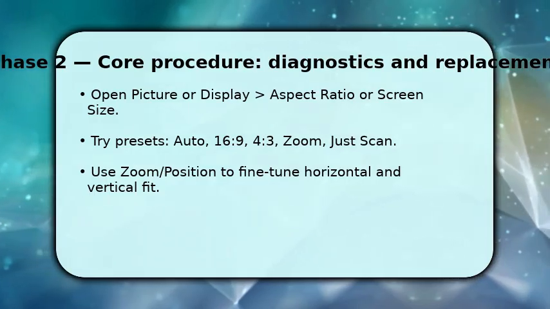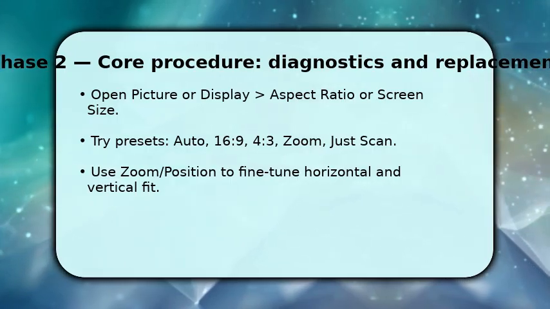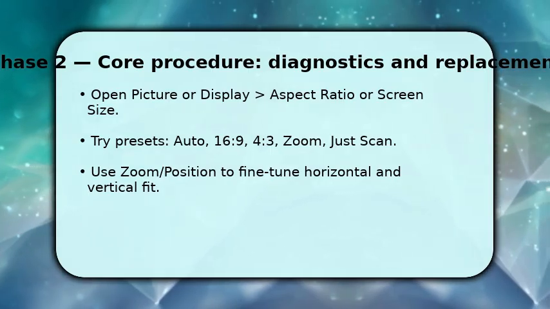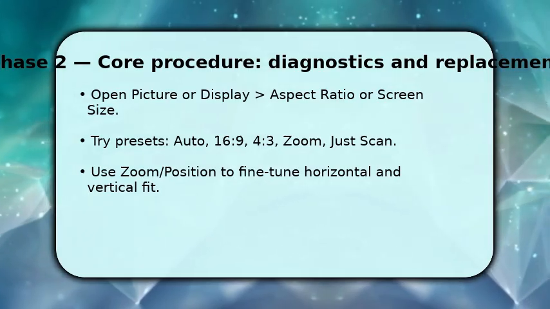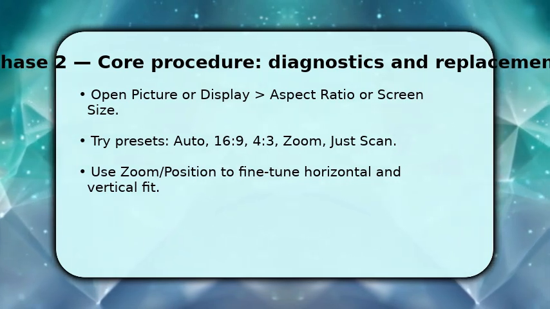If edges are cropped, choose Zoom Out or Just Scan to reveal the full image. Use the Zoom/Position controls next to scaling to nudge horizontal and vertical fit. This corrects overscan and keeps subtitles visible without stretching the image.